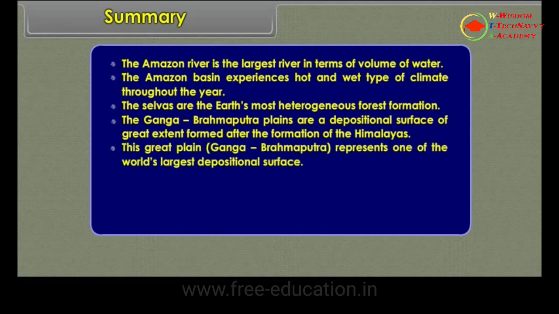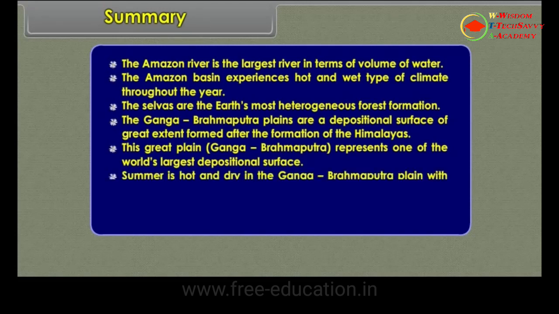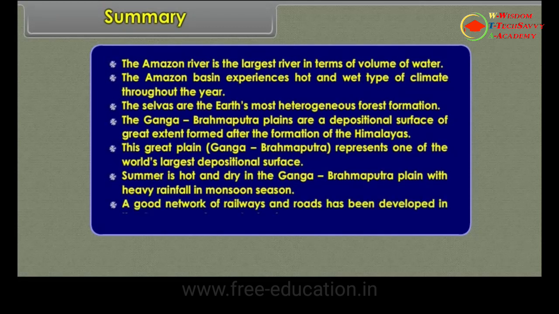This great plain, Ganga-Brahmaputra, represents one of the world's largest depositional surfaces. Summer is hot and dry in the Ganga-Brahmaputra plain with heavy rainfall in monsoon season. A good network of railways and roads has been developed in the Ganga-Brahmaputra basin.